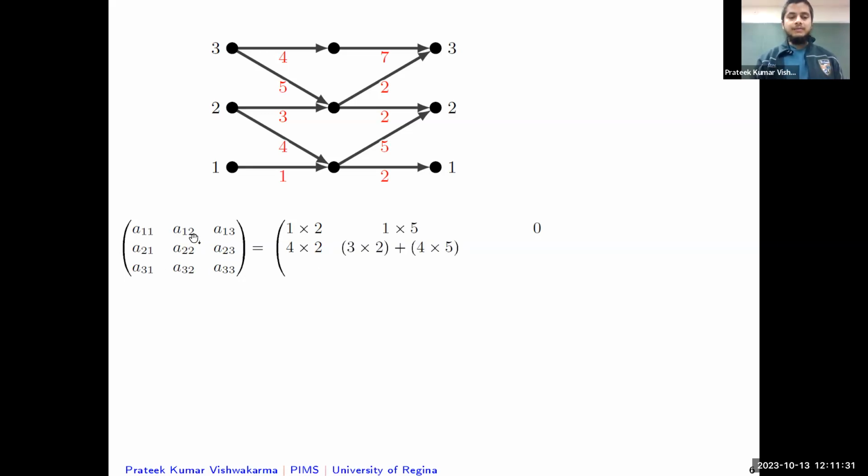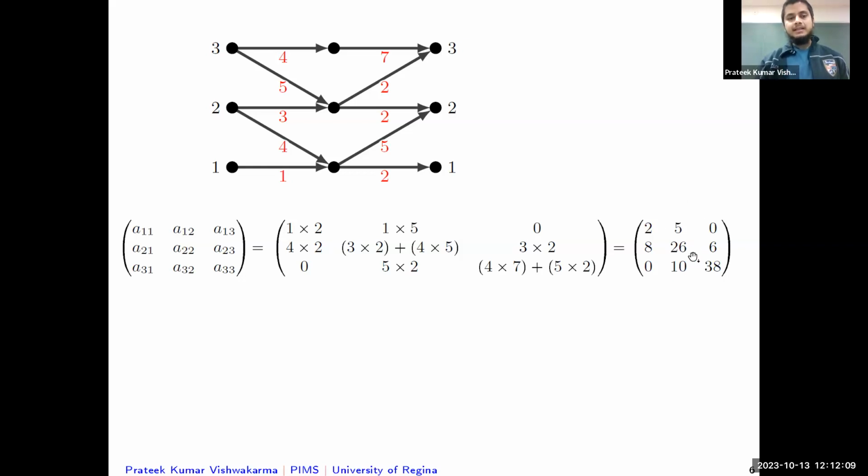Next, to write down A22, we look at all the paths starting from 2 here and ending at 2 here. There are two ways to do that. The first is to simply go straight across like this using 3 times 2. So we write 3 times 2, plus there is another way, using the path 4 times 5. We add those values to compute A22, and we keep doing the same thing until we complete the matrix. So the matrix is this, corresponding to this given planar network.